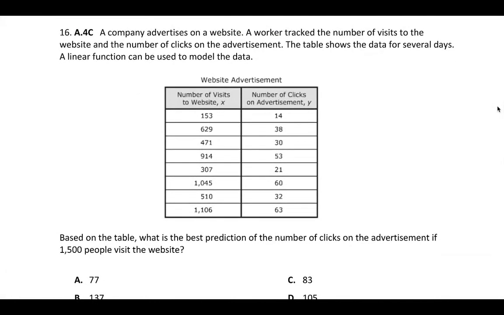A company advertises on a website. A worker tracked the number of visits to a website, the number of clicks on the advertisement. The table shows the data for several days. Can a linear function be used to model that data? Based on the table, what is the best prediction of the number of clicks on an advertisement if 1,500 people visit the website? So notice this is just a scatter plot. Like, I'm just seeing what happened. What's the correlation between it?